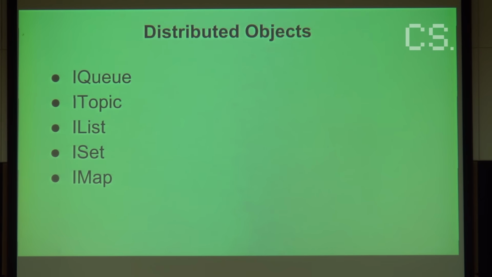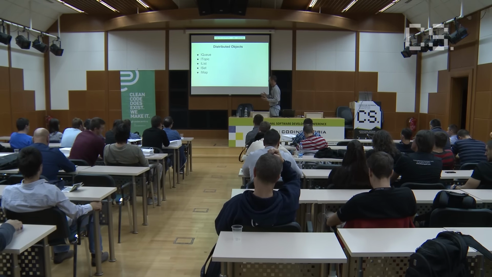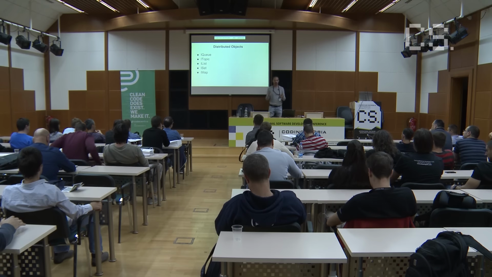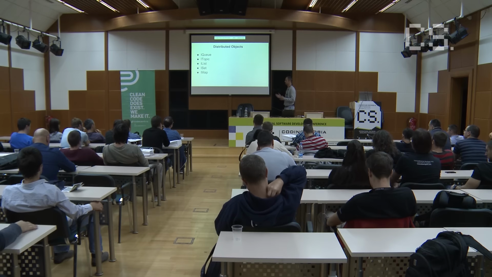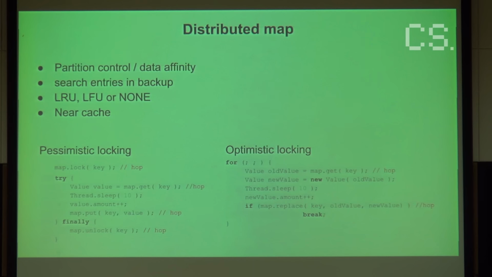So of course there are distributed objects. To me, the top ones are most interesting, but there are lists and sets also, and sets are kind of crippled because they're stored serialized, and you don't have a guarantee that the serialized form will be restored in a sorted way. That's a big plus for Redis and a big minus for Hazelcast, but they say they will do it in future versions. And of course, IMap is the most important object in Hazelcast, and therefore it has the most features.